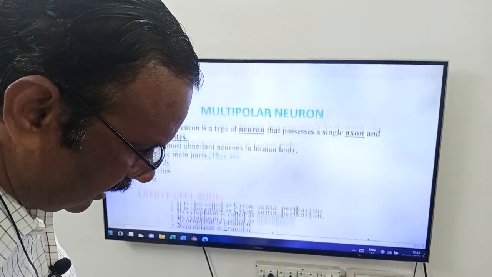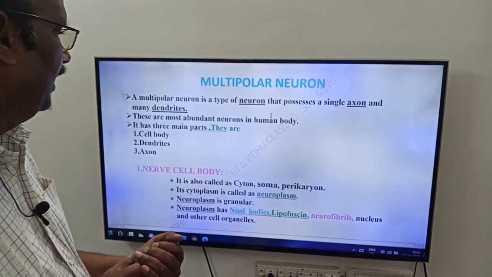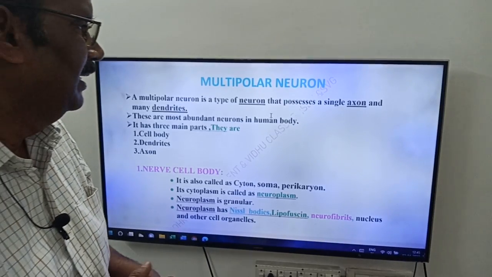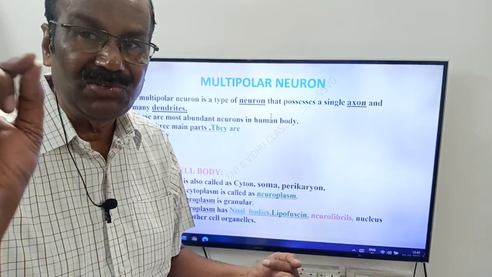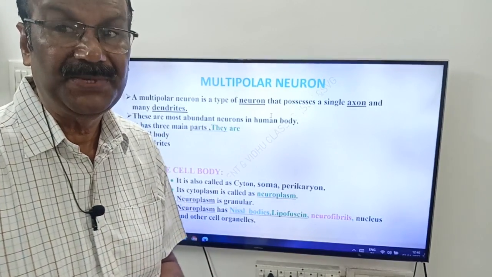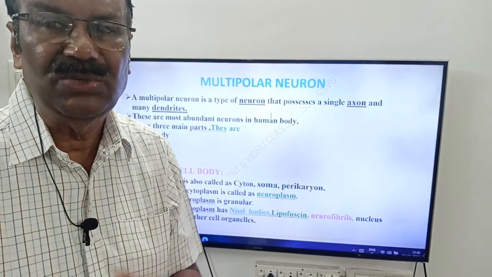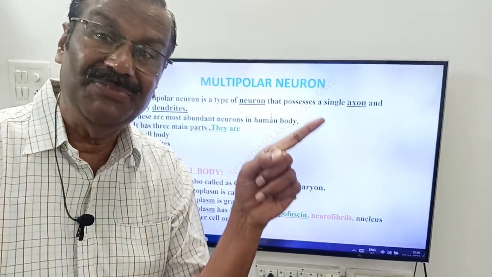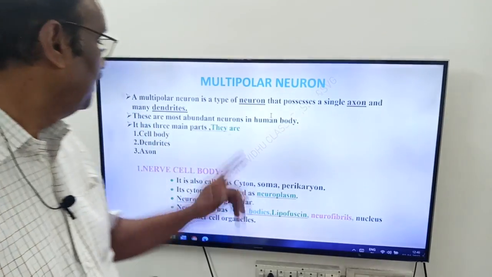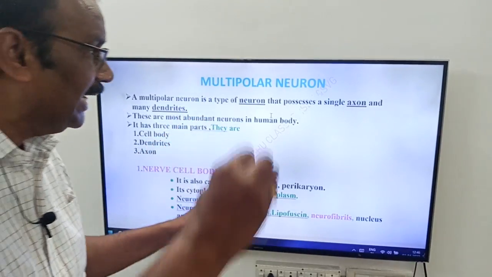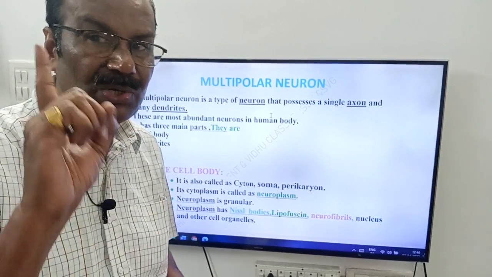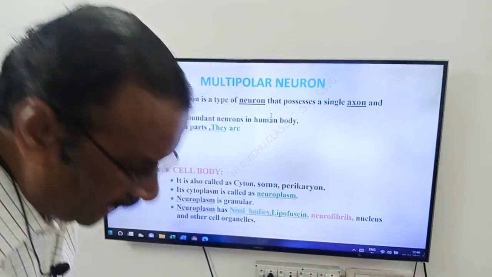See friends, multipolar neuron. A multipolar neuron is a type of neuron or nerve cell that has a single axon and a number of dendrites, or many dendrites. If a nerve cell has one axon and many dendrites, it is called a multipolar neuron. It has only one axon and many dendrites.